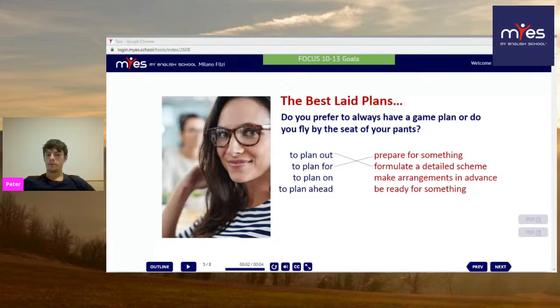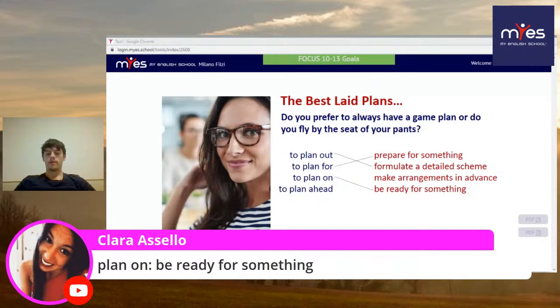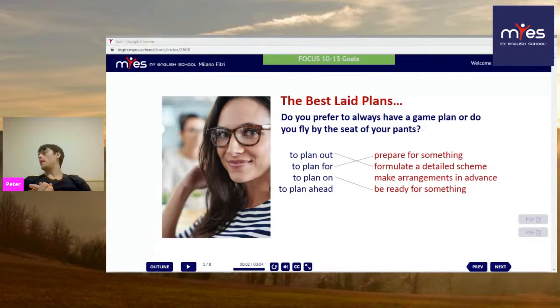To plan on, shall we see? To plan on something is to be ready for something. Well done, Clara. Exactly, very good. So if you planned on the quarantine and the lockdown, then you bought everything before you had all of the food, all of the drinks that you needed, and you were ready for it. And finally, the last one, obviously, is to plan ahead. When you make plans for the future.